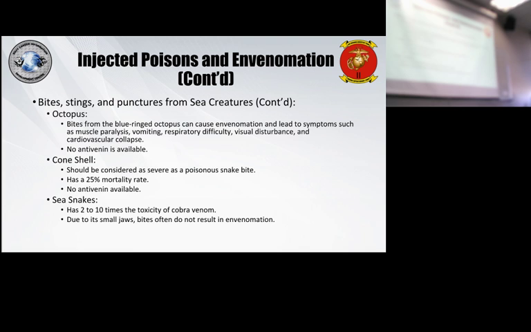The cone shell should be considered as severe as a poisonous snake bite, and it has a 25% mortality rate. No antivenom. Sea snakes have 2 to 10 times the toxicity of cobra venom, and because of the small jaws, the bites do not often result in envenomation. Next.